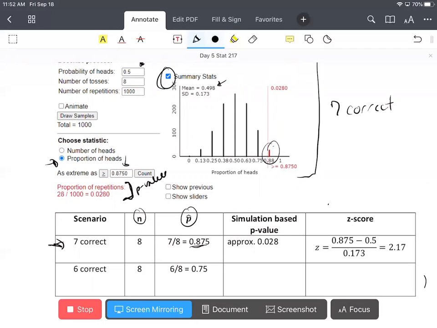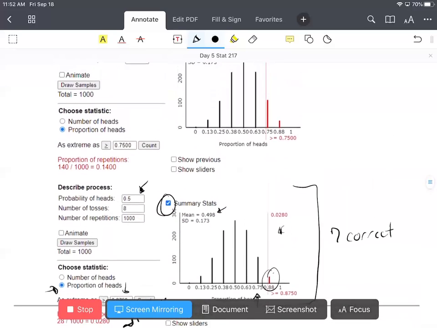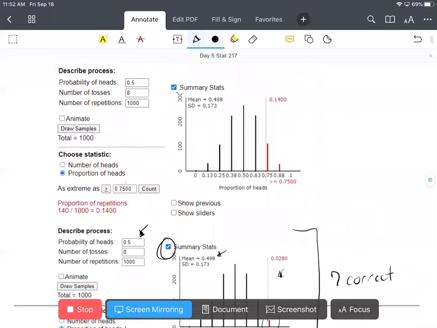I'm looking at this without even moving. Would I expect my p-value for 6 correct to go up or to go down? Think about that for a moment. Okay, hopefully you thought about it for a moment. Remember, we're looking at 0.75 or greater. Well, 0.75 is right here, right? So are there more observations? Yes. So going up here, we're going to notice that this is extreme as 0.75. So this is the 6 correct.